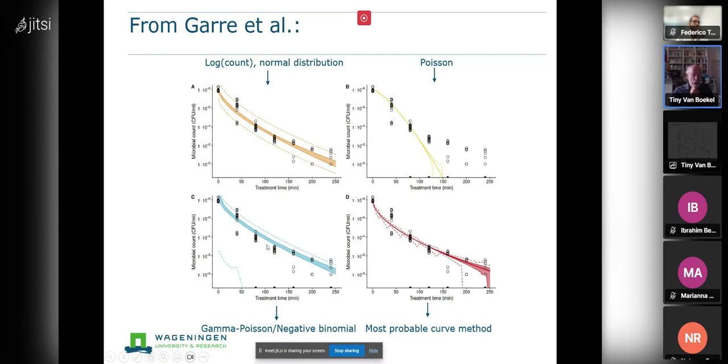This is the variability if you take the negative binomial, which also gives very, very wide prediction intervals. And this is what we came up with, the most probable curve method, where we actually used the negative binomial, but in a different way, to come up with a prediction of the uncertainty in our regressions. And as you can see, it nicely tells us that the uncertainty increases with lower plate counts.